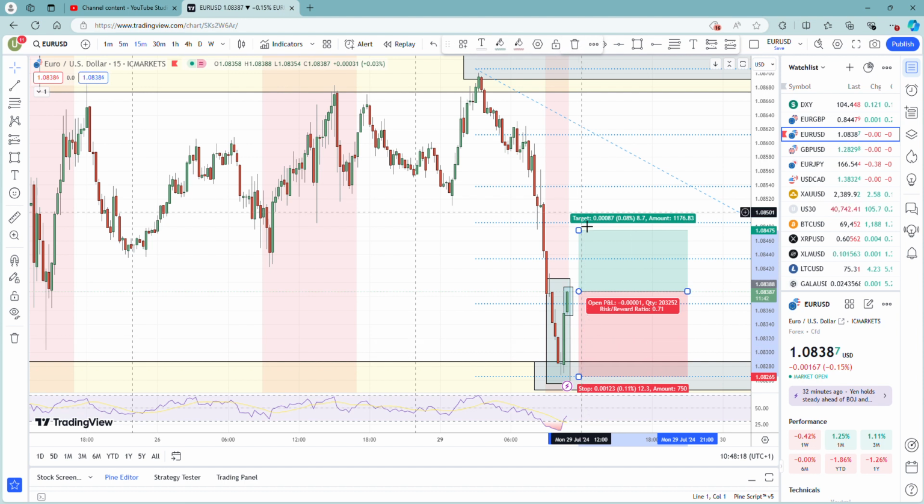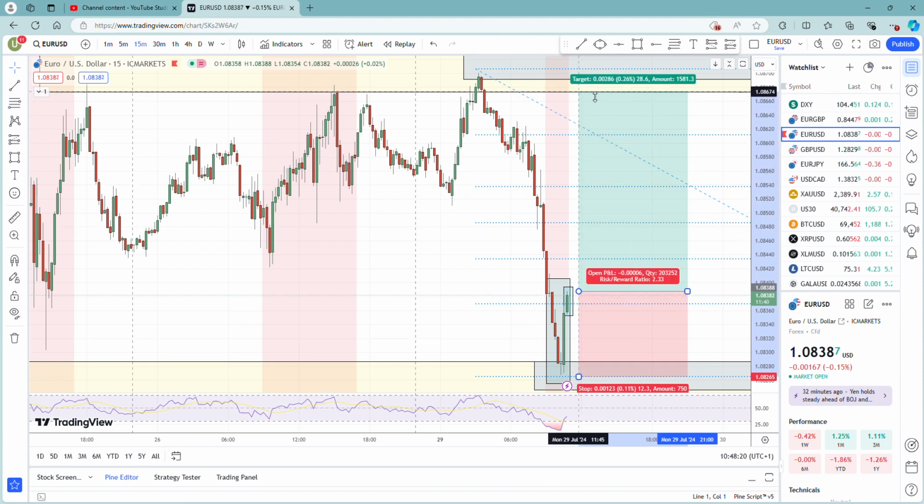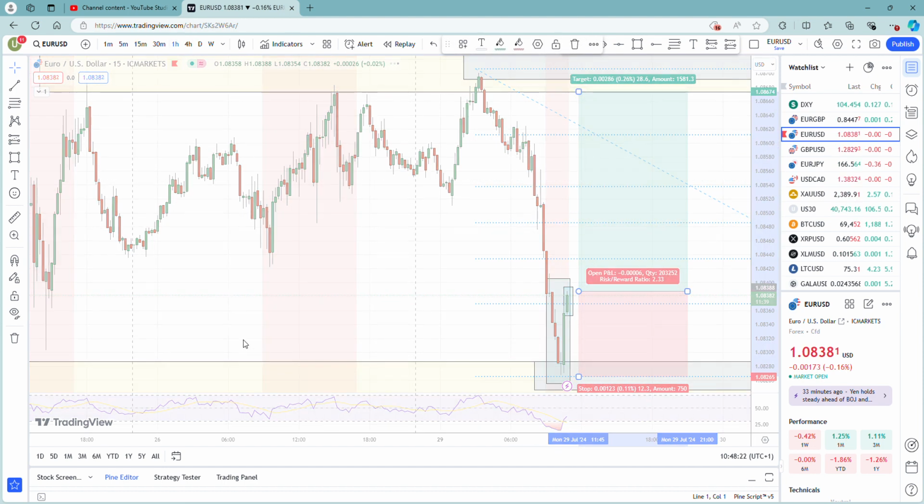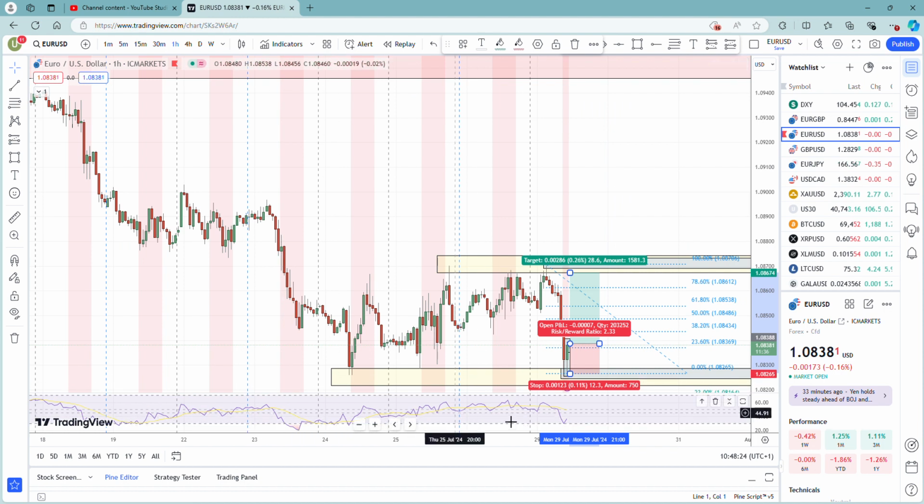Stop loss would be here. TP would be there. So we can expect a risk to reward ratio 2.3, risk in 12 pips to make 28. Let me just enter that.